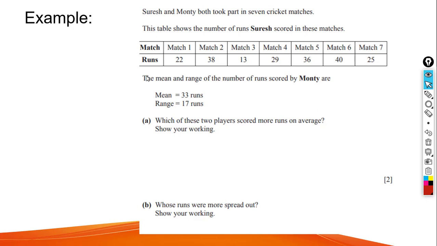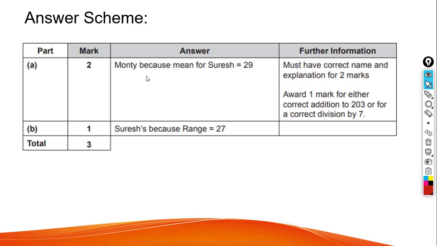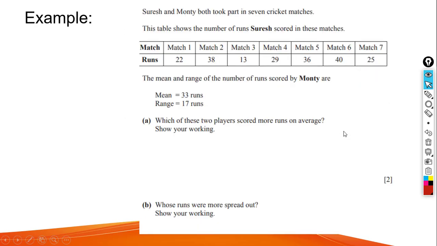The question asks which of these 2 players scored more runs on average. They want you to show the working. Let's look into the answer scheme. It says Monty, because the mean for Suresh is equal to 29. So how do you actually gain marks? You must have a correct name and explanation for the 2 marks, and you will be awarded 1 mark for either the correct addition to 203 or the correct division by 7.